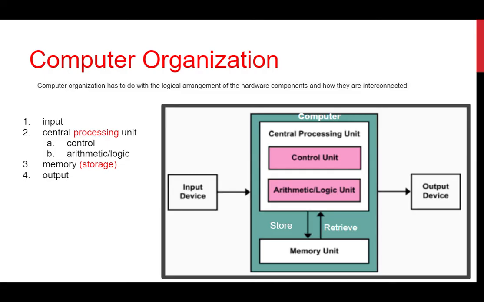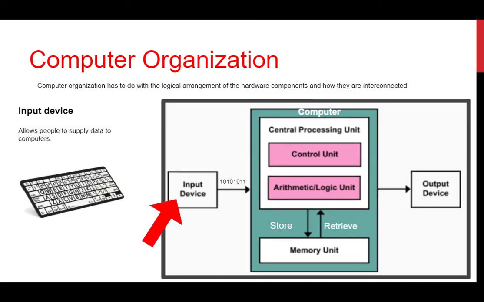All right, so processing is handled by the central processing unit, or CPU for short. And that is further broken down into two subparts: the control unit and the arithmetic and logic unit. And then over here for storage, instead of using the term storage like we have here, we're going to actually use the term memory unit. Okay, but it's pretty much the same thing. Okay, let's go ahead and continue with the next piece.